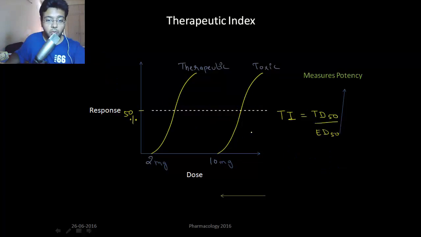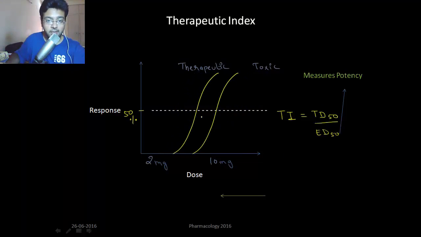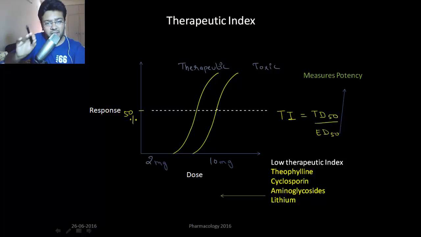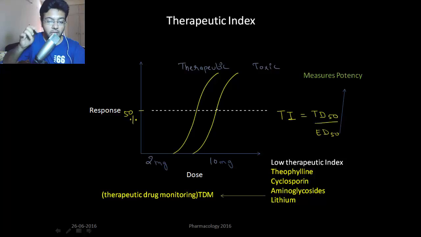Now some drugs have a very low therapeutic index, like this. For example, theophylline, cyclosporine, aminoglycoside, lithium, very low therapeutic index. Even a little increase from the standard allowed dose could precipitate toxicity. So these drugs need therapeutic drug monitoring. These drugs' concentration has to be monitored in plasma, right? This requires therapeutic drug monitoring.